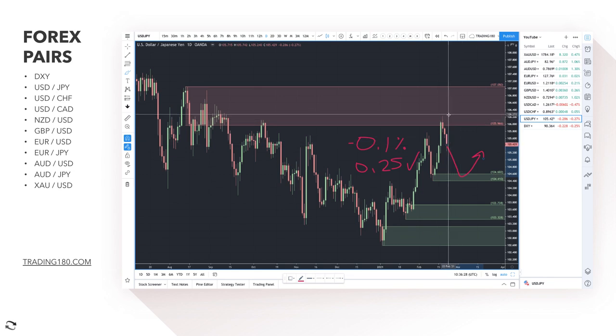If risk off does start to come into the market, and the Japanese yen is a safe haven currency, then what you're looking for is a pullback into any kind of supply zone a bit higher, and then look for any kind of short trades.